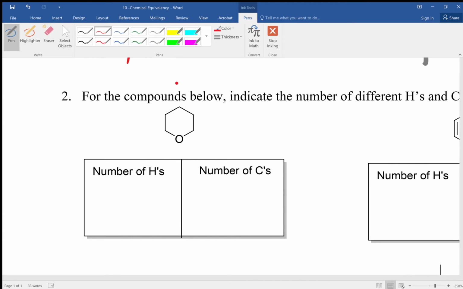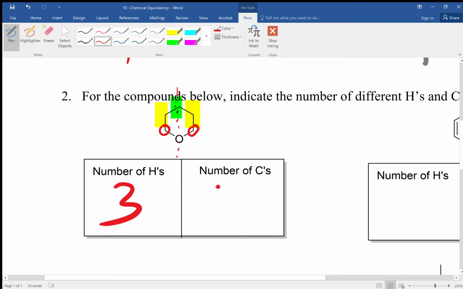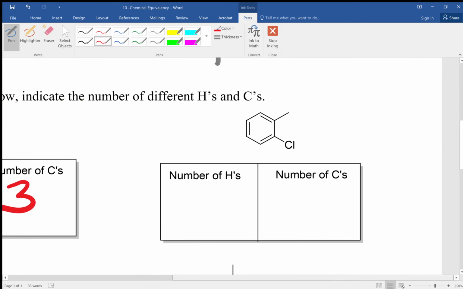So this first compound we can see is symmetric going down this way. So that means these two are equivalent, these are equivalent, and the one up at the top is unique. So we'd have 3 different types of hydrogens and 3 different carbons. Moving over here to the right, turns out there's no symmetry in this molecule at all.